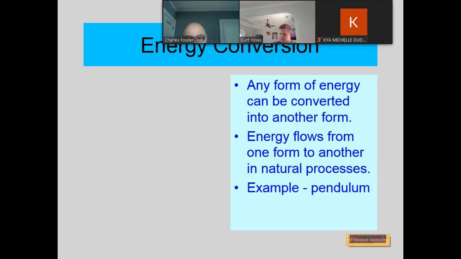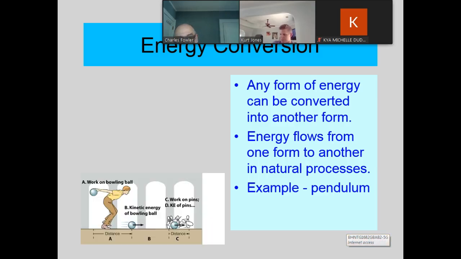Energy flows from one form to another in natural processes, like the trees photosynthesizing light and storing it as chemical energy in sugars or starches or carbohydrates and hydrocarbons. Okay, those are natural processes. One other example, and this would have been the next lab that we would have done if we were on campus. Well, here's the guy bowling again. We saw him last week.